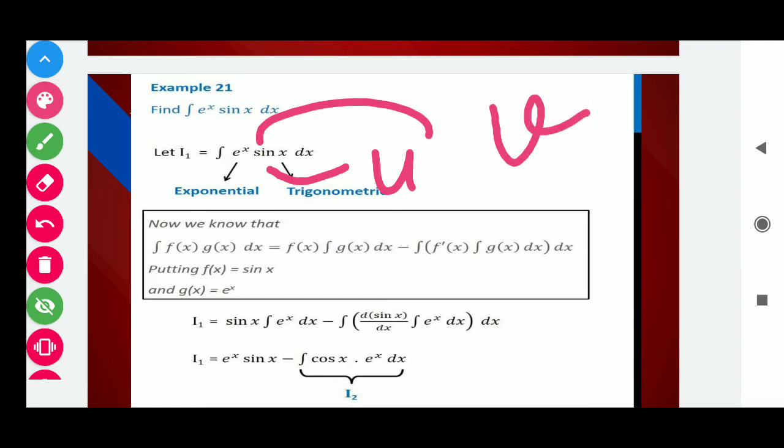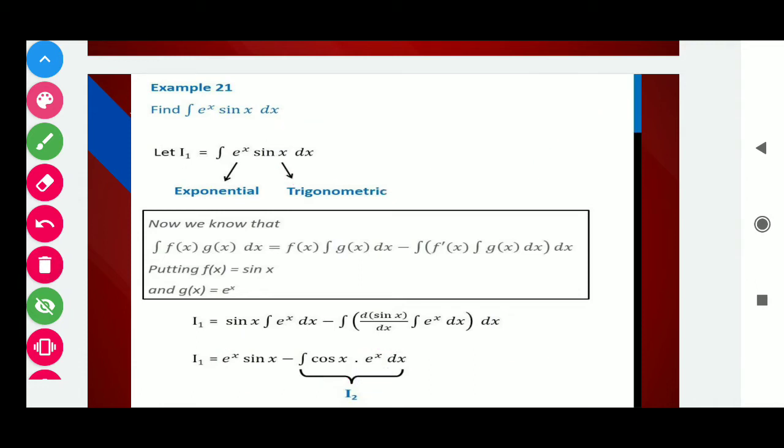Now apply the formula of ELATE. So u as it is, integration of v, minus derivative of u, integration of v, complete integration. So here integration of exponential function is as it is and derivative of sin x is cos x. Integration of exponential function remains as it is. So students, here you can observe from this integral cos x into e raised to power x becomes again the question of the same type.